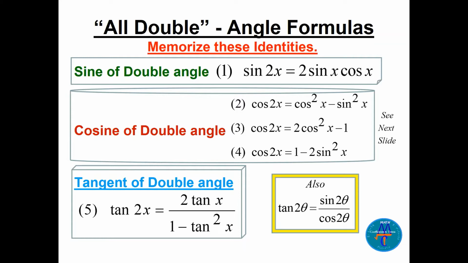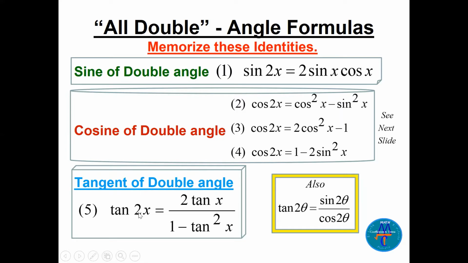Now on this slide, I put all the formulas needed for double angle. So there is formula number 1, sine of 2x, we mentioned that. Cosine of 2x, we have 3 formulas. I will call them 2, 3, and 4, and I will explain more about that in the next slide. So let's just read it. Cosine of 2x will be cosine squared of x minus sine squared of x. And cosine 2x will be 2 cosine squared of x minus 1, or 1 minus 2 sine squared of x.